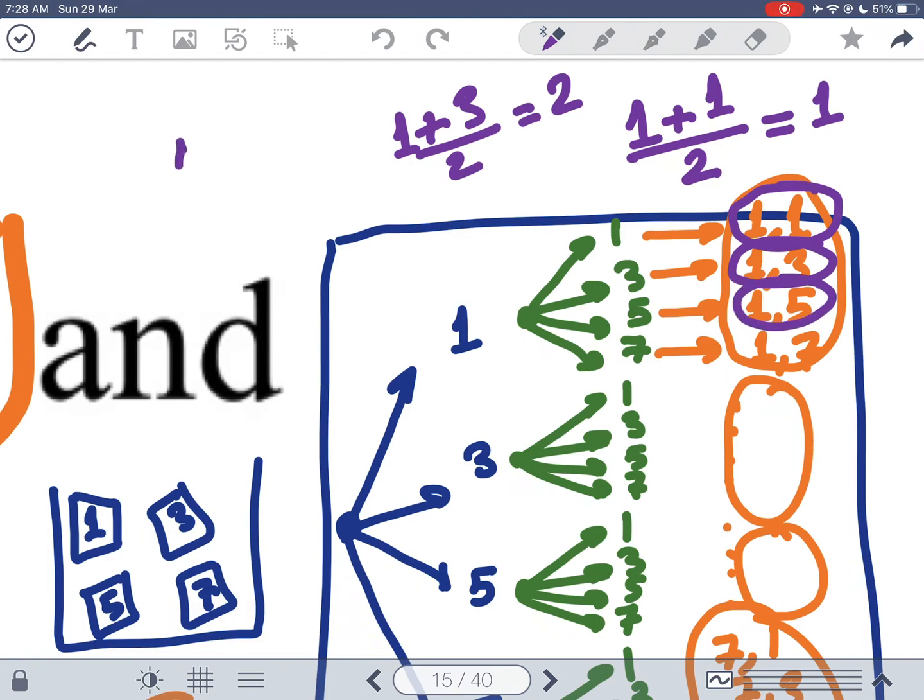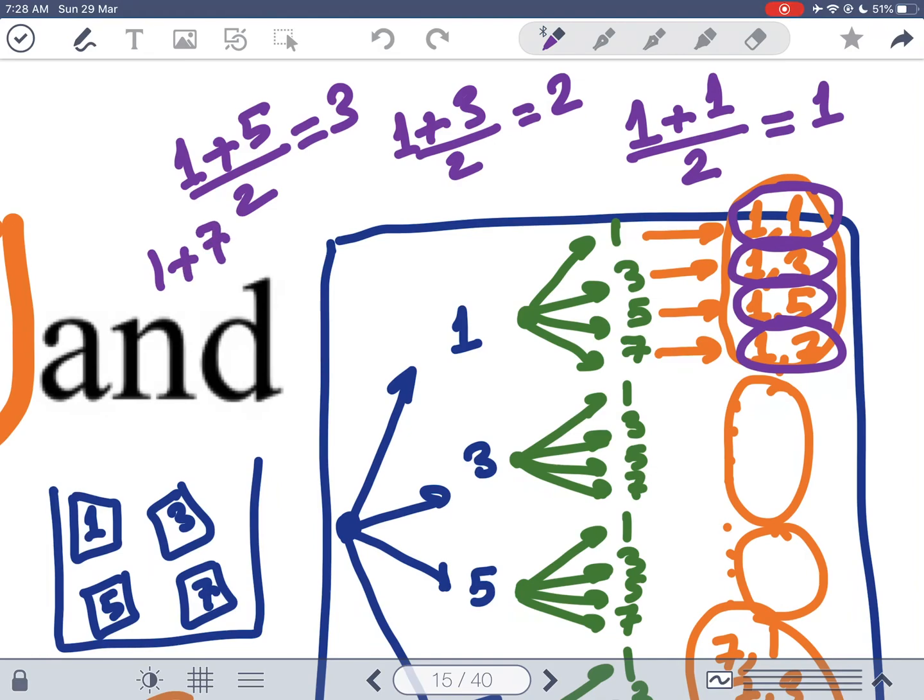1 and 5, you do 1 plus 5 over 2. That's the average of the 2, or the mean of the 2. So 6 over 2 is 3. And 1, 7, 1 plus 7 over 2 will give you 8 over 2, which is 4. So you see here, you got 1 as the mean, then 2, then 3 here, and then 4.